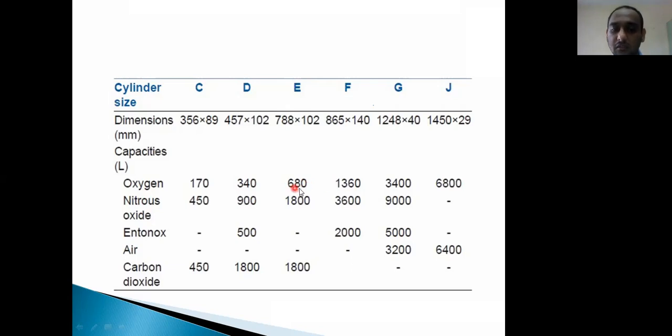So suppose we have to shift a patient from, say, our hospital to Nagar, so we should know exactly how many liters of oxygen we have. We are supposed to check, we are supposed to know exactly how much we have, so that we know what flow rate we can provide for what duration, and how much distance we can cover, and what our safety margin is. So for the different cylinder sizes, we have different dimensions, and the capacities differ from gas to gas.